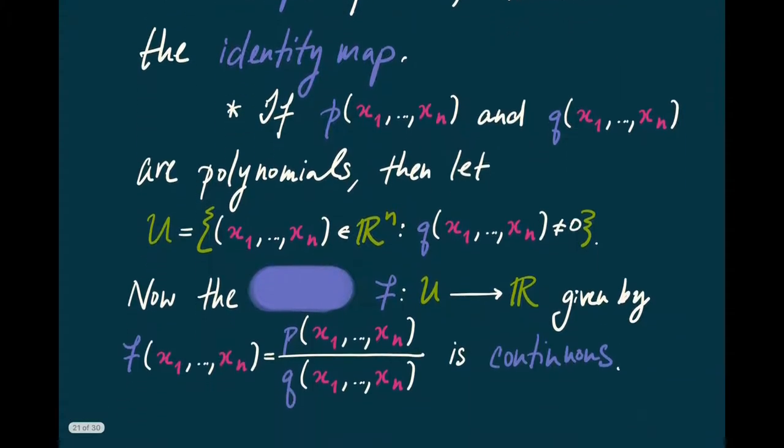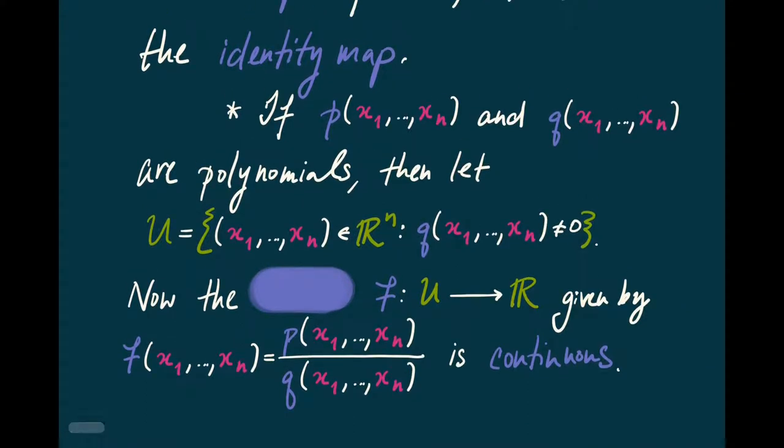Here's an example of a rather different flavor. Suppose that I have two polynomials in n variables, x1 through xn, and let's look at the subset U of Rn consisting of those points where the second of these polynomials, q, doesn't vanish. Now we can define ourselves a map, and how are we going to do that? Well, we're going to just take p divided by q. And since q is never zero in U, that's a perfectly good map. That's a perfectly reasonable thing to do, and it's a map that lands in R. And furthermore, it's a continuous map.